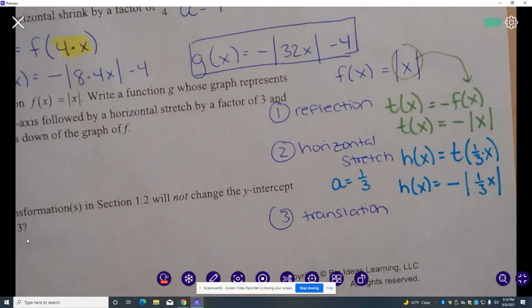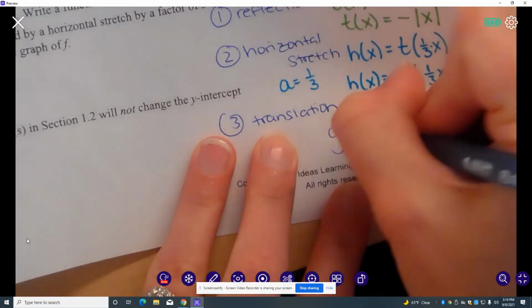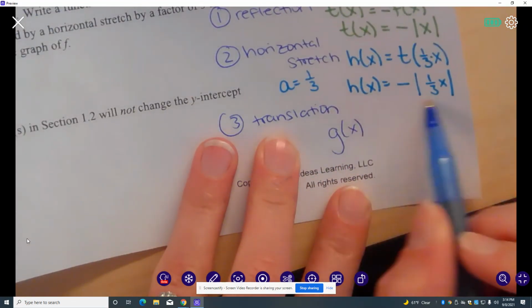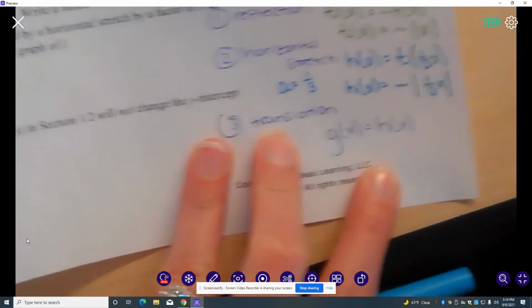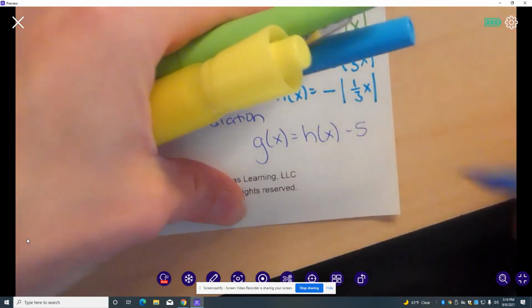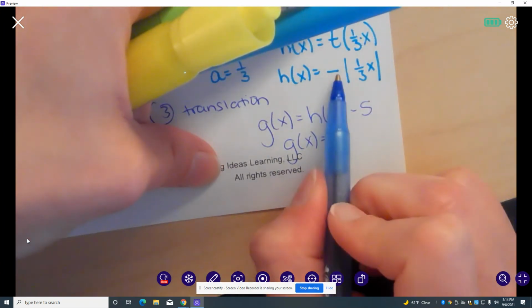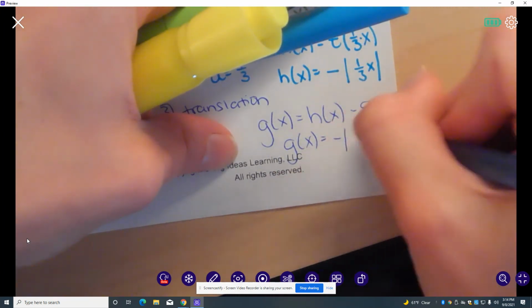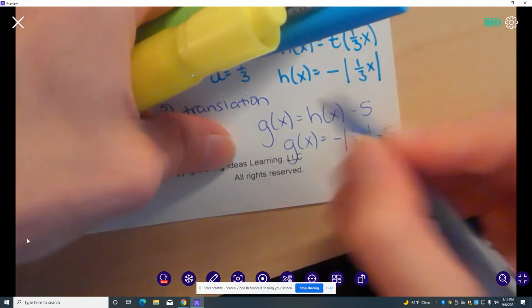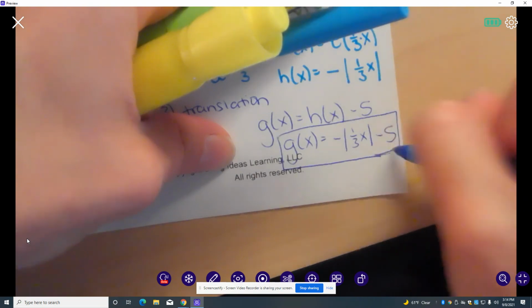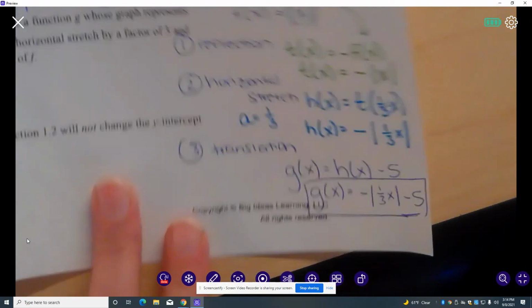Okay, so for my final function, I'll just call it g of x. So g of x is going to be a translation of h of x 5 units down. So I'll take h of x and subtract 5 to get that translation. So g of x is equal to h of x, remember, is negative the absolute value of 1/3 x, and then I'd subtract 5. This is my final answer. It's the final function after I took the original and did all 3 transformations to it.